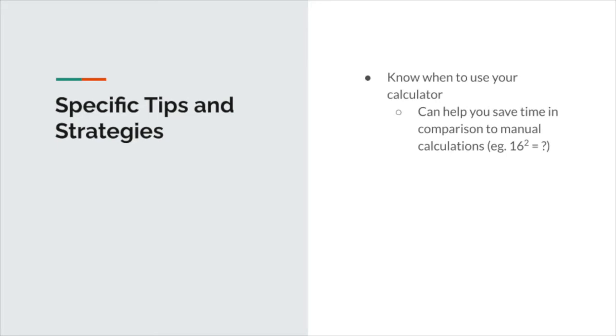Never spend too much time manually calculating something that can be easily done using a calculator. For example, let's say that at some point during a problem, you need to find what 16 squared is. Although you may be able to figure this out by hand, it will almost certainly be much faster to enter this into a calculator. On the other hand, keep in mind that there is no question on the test that can be solved only using a calculator.